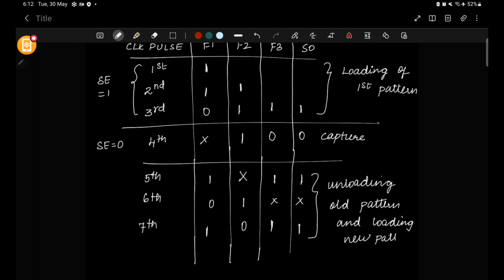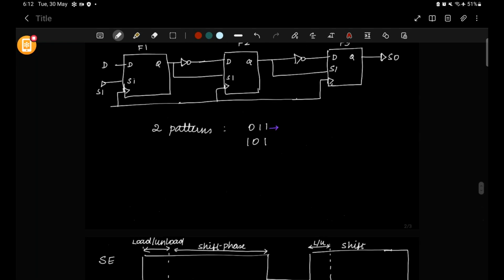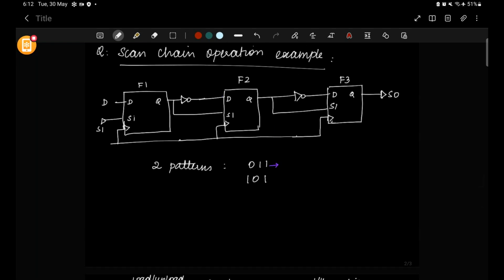So in this, if they ask you to explain scan chain operation, then just theoretically you can explain what will happen during the shift phase and capture phase. If they ask you to explain with the help of an example, then you can take two patterns like this, take a small combo logic circuit and explain what will happen during the shift phase and capture phase. If they just ask to explain scan chain operation, then as I said previously, you can just tell what will happen during the shift phase and what will happen during the capture phase.